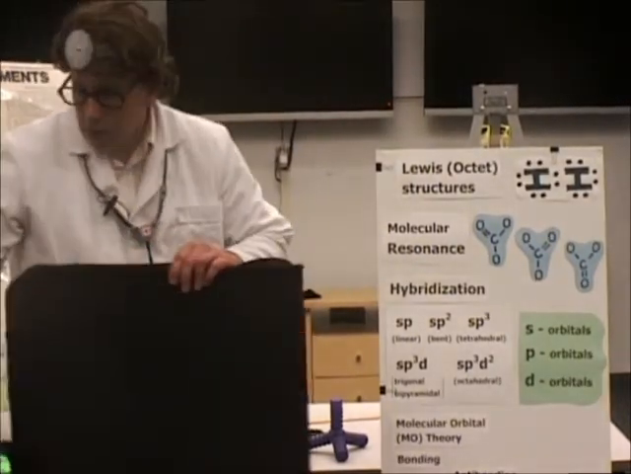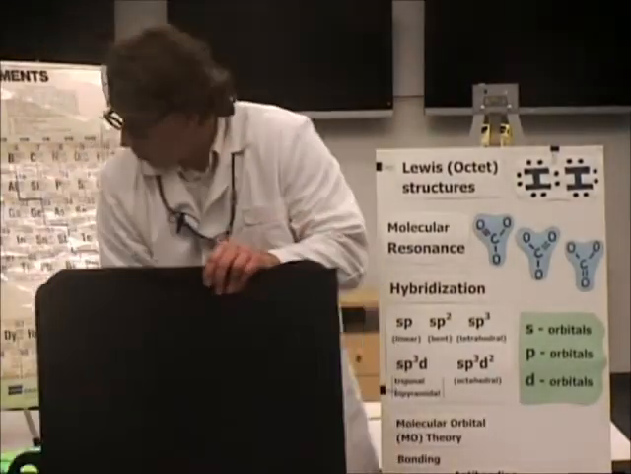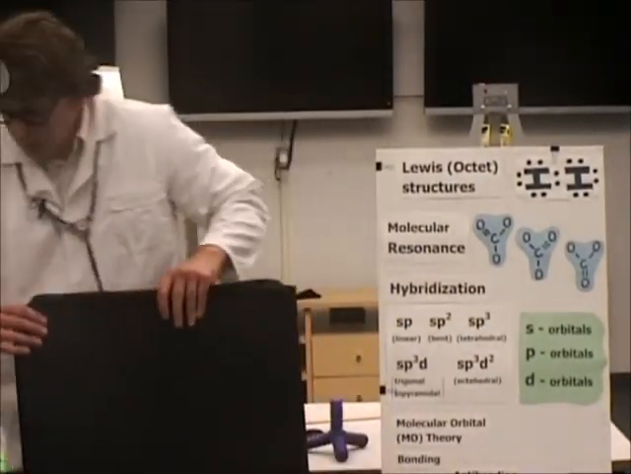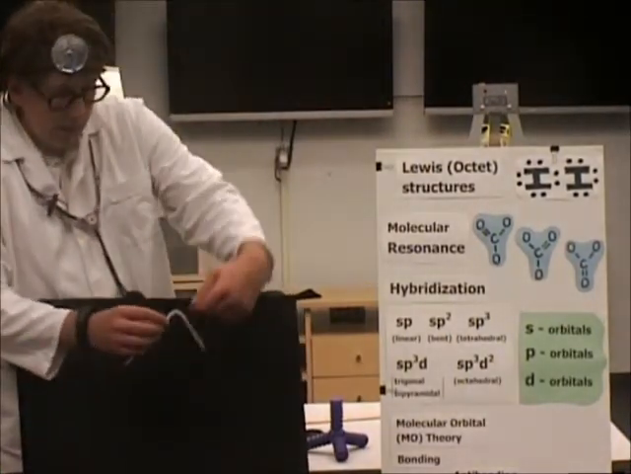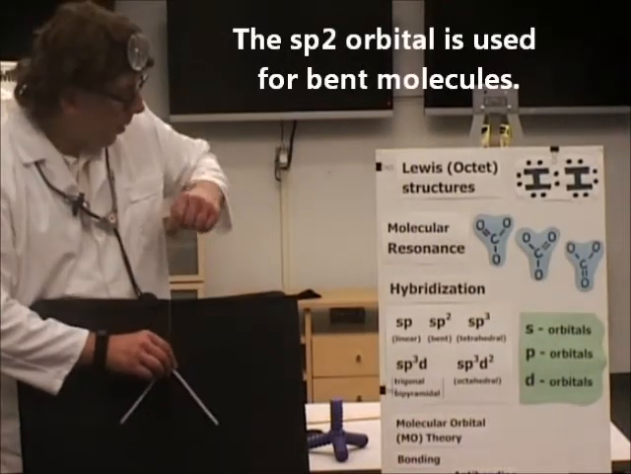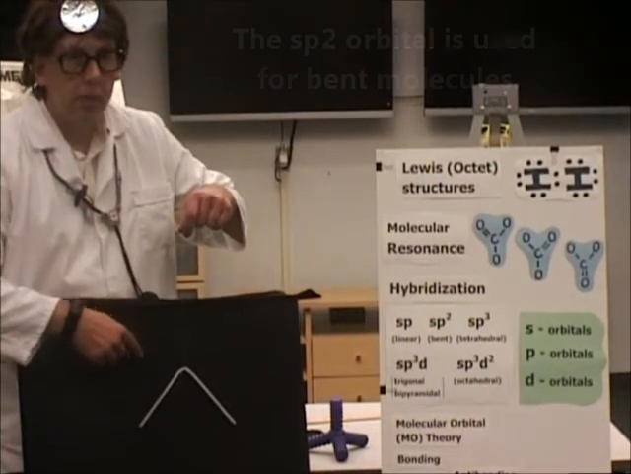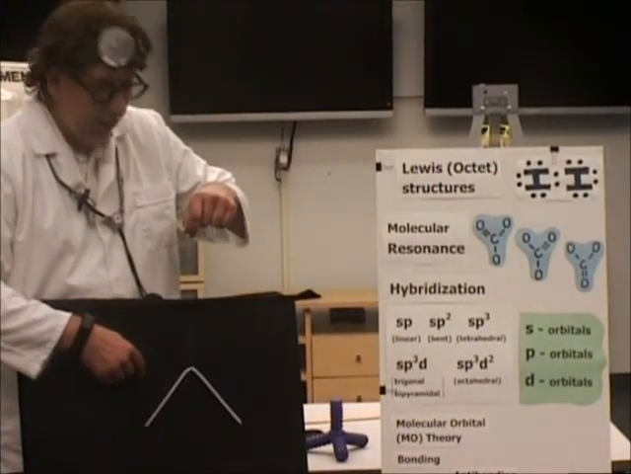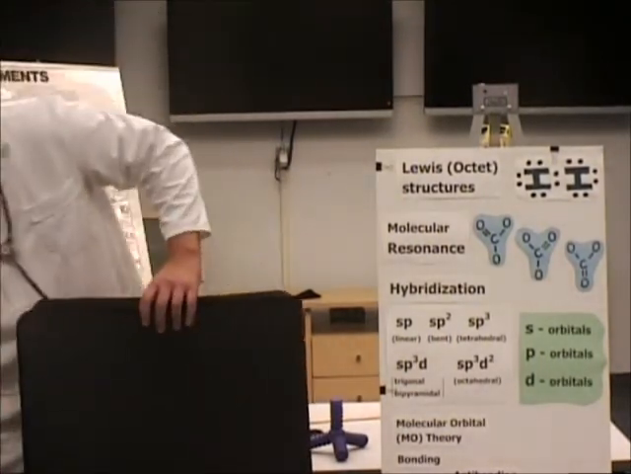And if you wanted to, for example, put together other shapes using the pipe cleaners, have this black backdrop because the pipe cleaners are white. So you've got this sp2, which would be a bent shape, all right, an angular shape, so sp2 hybridization, so using one s orbital and two p orbitals, and so on and so forth.